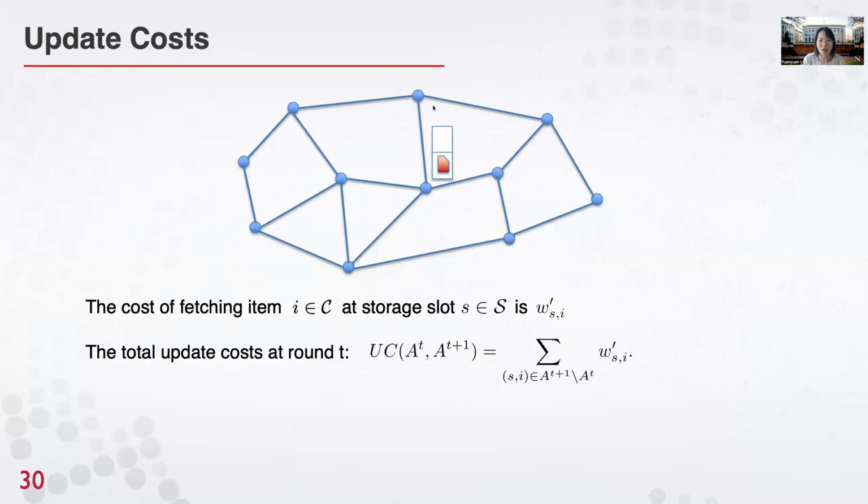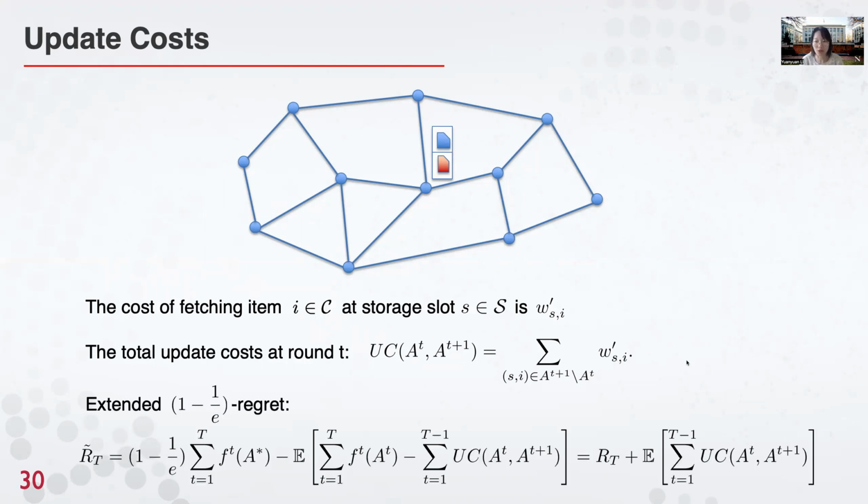When changing an allocation from A_t to A_{t+1}, it requires the movement of items, which incurs update costs. We denote by w'_{si} the cost of fetching item i at storage slot s. Then the total update cost is given by this equation. When such update costs exist, we need to account for them when adapting the caching allocation. We thus incorporate them in the 1 - 1/e regret as an extended one. This extension corresponds to adding the expected update costs incurred by the policy A to its 1 - 1/e regret. Same as before, we design for sublinear regret.